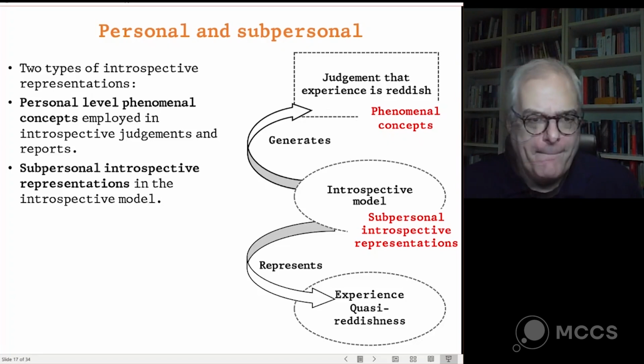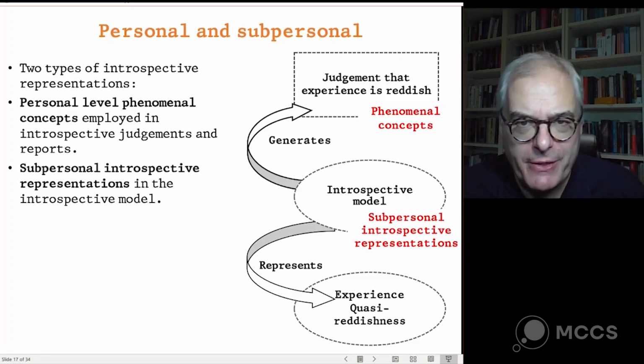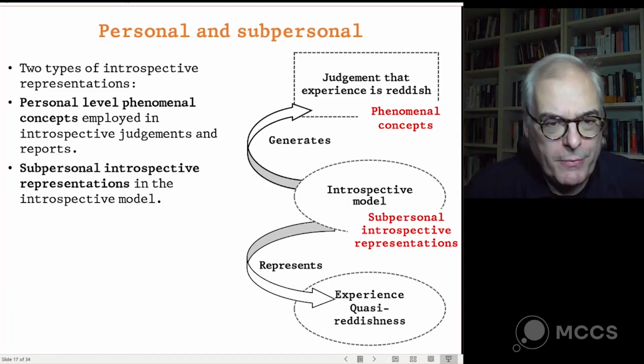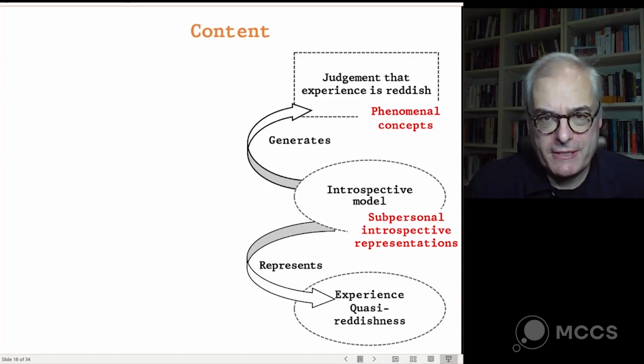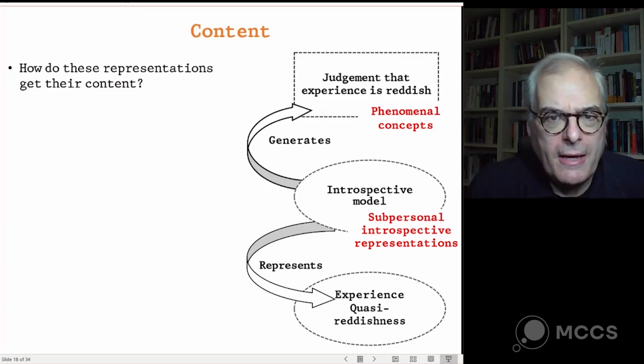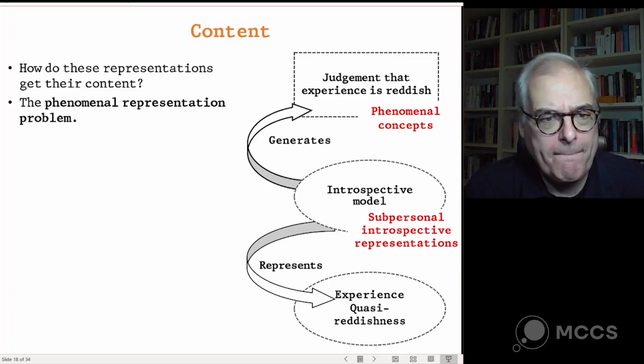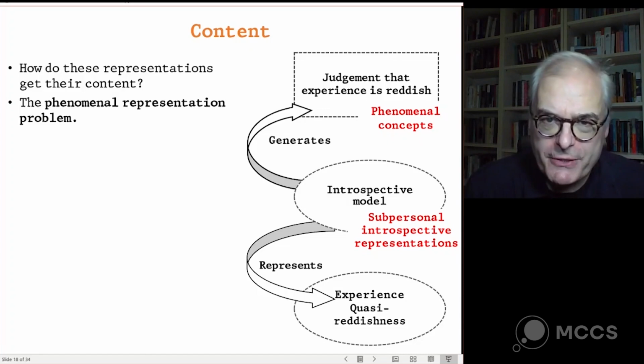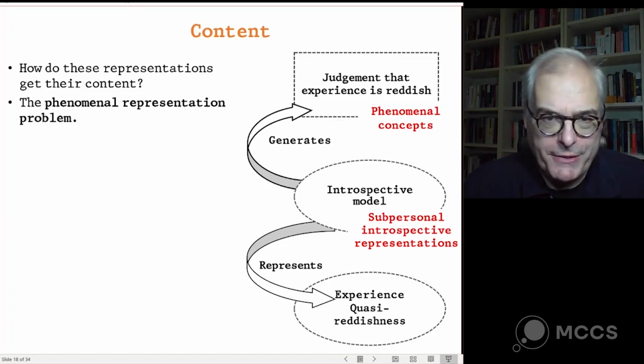But if we're assuming a representational framework here, it's going to involve representations of features of experience, the features that it's tracking. Okay, so let's assume then that we have these two kinds of introspective representations: the personal level phenomenal concepts, and subpersonal introspective representations. Now the illusionist is going to have to say something about the nature of these representations, about how they get their content. They have to provide a theory of content for them. And this immediately raises a problem that I mentioned last time. If these representations include representations of phenomenal properties, representations of reddishness and other qualitative properties, then how do they get that content?